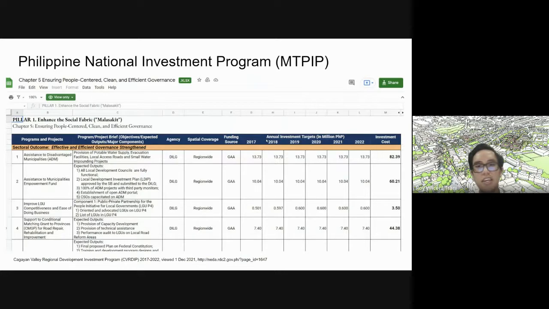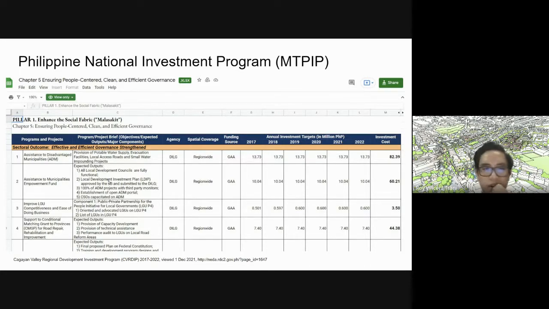Then over here is an actual budget from Region 2. I couldn't find anything from the national level, so I started looking at the regional level. And this is for their enhancing the social fabric, and their budget amounted to about 900 million pesos. So that includes assistance for disadvantaged municipalities, assistance for municipalities empowerment, improve LGU competitiveness, and then support conditional matching grant, and so on. So this is where it gets a bit tricky because these definitions are still a bit more vague than I would like.